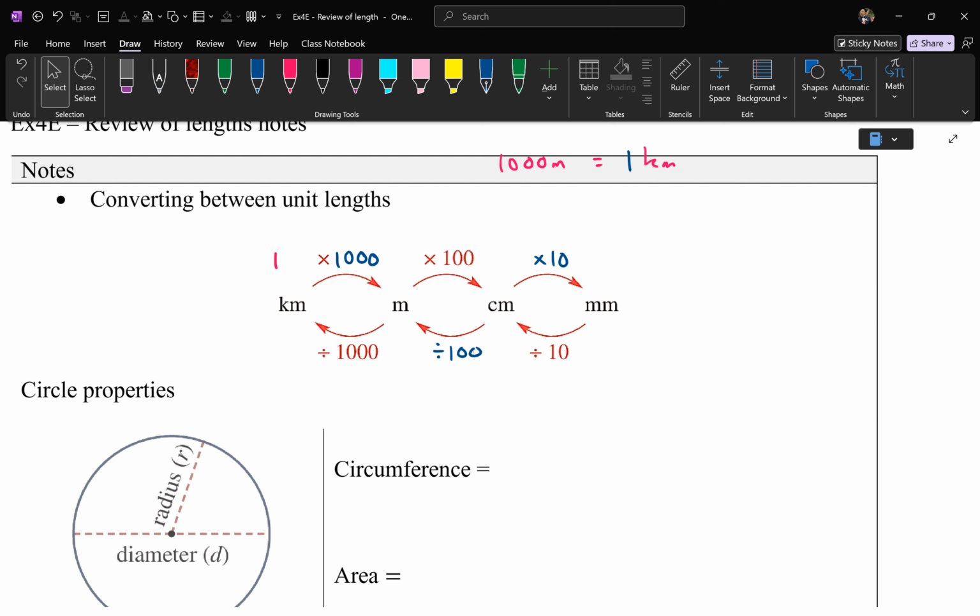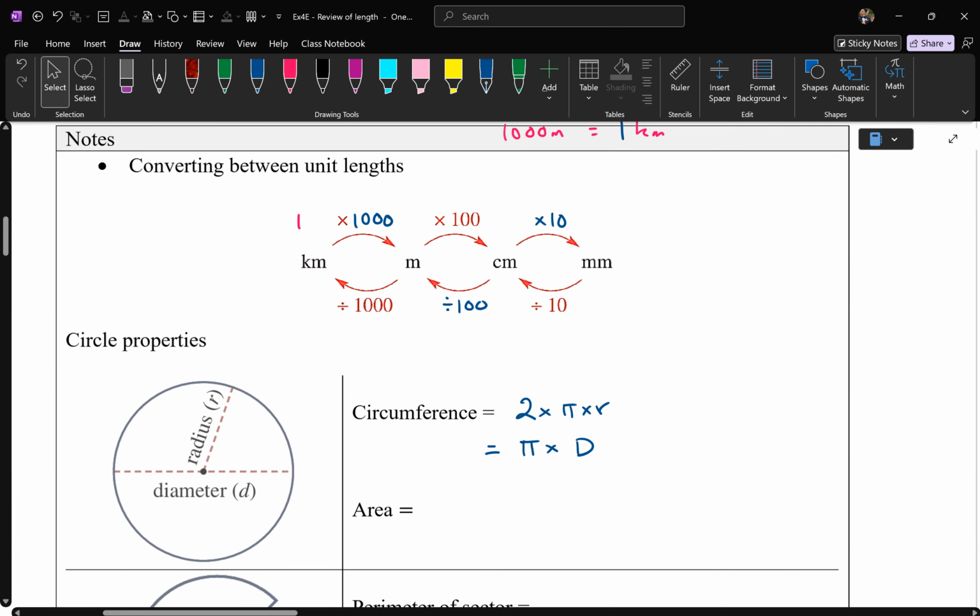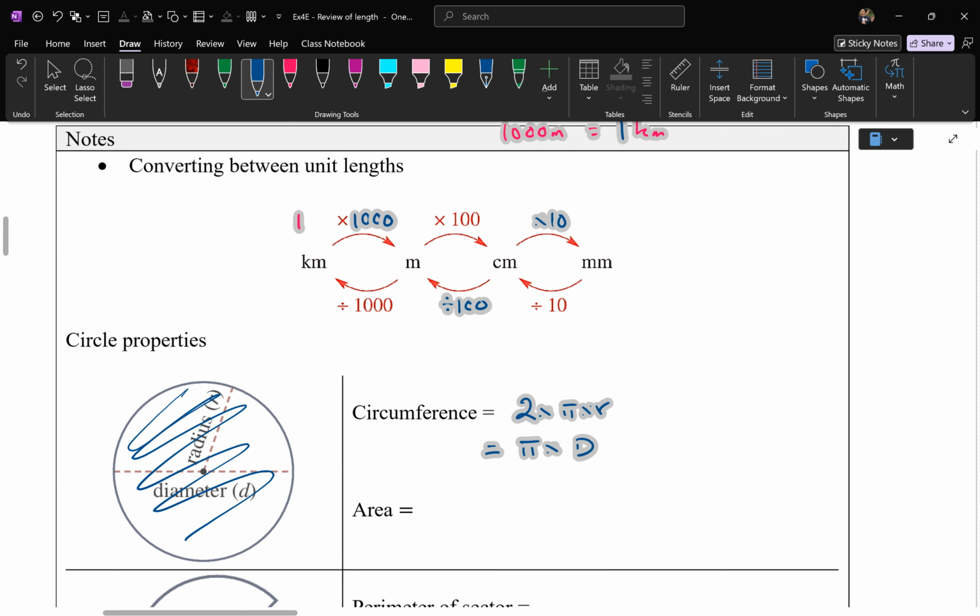So you got 2 pi r and pi d. Pi times the diameter. So we can see that twice the radius is the diameter, so that's why you got 2 versions there. Okay? Circumference tells you the perimeter of a circle, whereas the area tells you how much space the circle occupies, or the size of that circle.